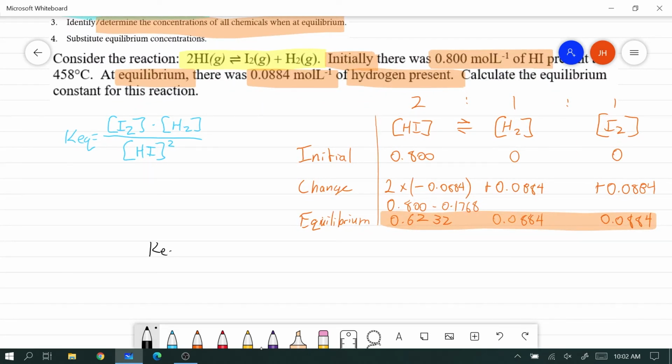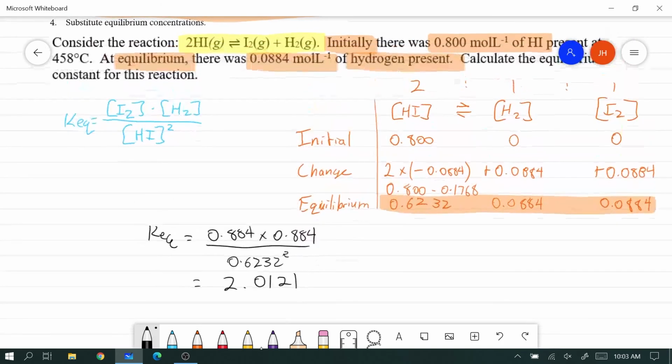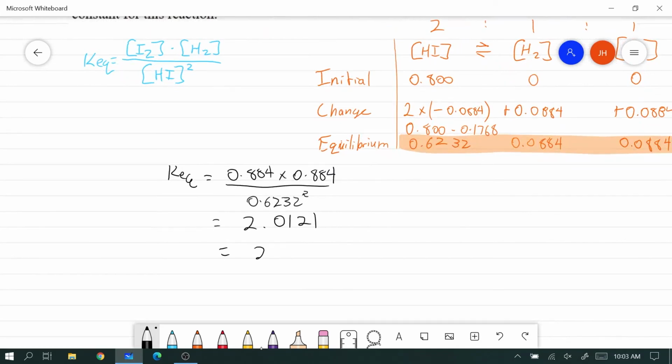So Keq is going to be equal to 0.0884 times 0.0884, that's for our hydrogen and iodine concentrations, divided by 0.6232 squared. And that's equal to 2.0121. Looking at our significant figures, we should be reporting this to 3 significant figures. So the 3 significant figures here and here. So that would be 2.01 would be our Keq value.